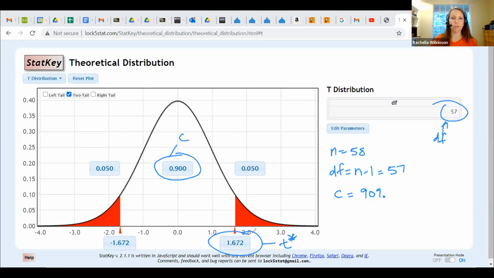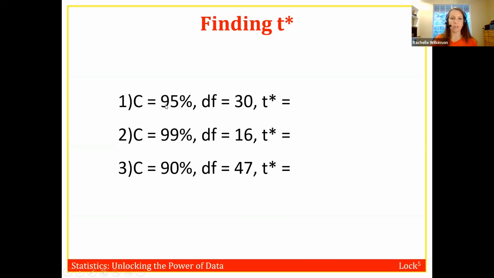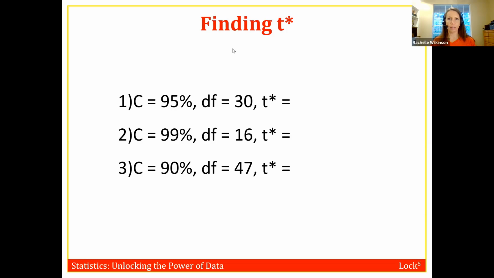All right, I'm going to let you guys practice seeing if you can find T star for a few different values here. So I'm going to go back to my presentation because that's where I have them listed. If you printed out the note sheets for today, they're on there as well. Okay, so there's these 3 different scenarios here. So practice using StatKey to see if you can find the appropriate T star for each one of those different scenarios.